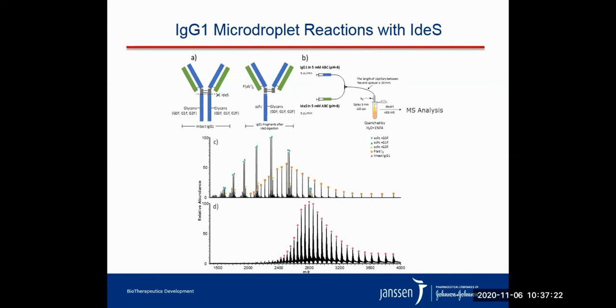The top spectrum shows completed digestion of the antibody to Fab and single-chain Fc fragments in 4 seconds. The bottom spectrum shows the same intact antibody that remains undigested after 5 minutes of in-solution digestion. Considering typically in-solution digestion of a mAb with IdeS takes approximately 30 minutes or longer to complete, microdroplet digestion offers a 450x improvement in speed.